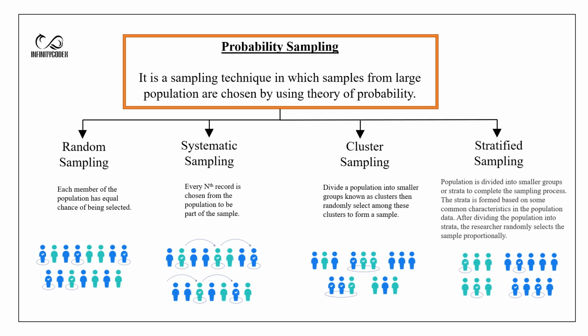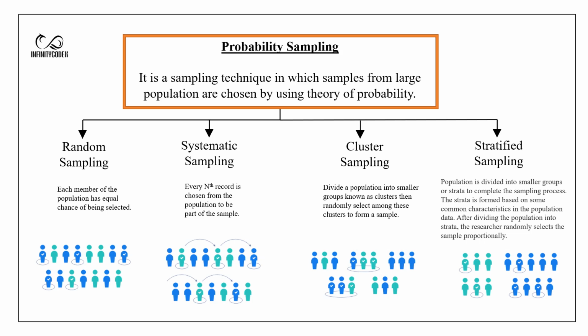Then we have cluster sampling. In cluster sampling, we divide a population into small groups known as clusters. Then we randomly select among these clusters to form a sample. For example, from 10 rows in a classroom, selecting students on the 4th row for a test.